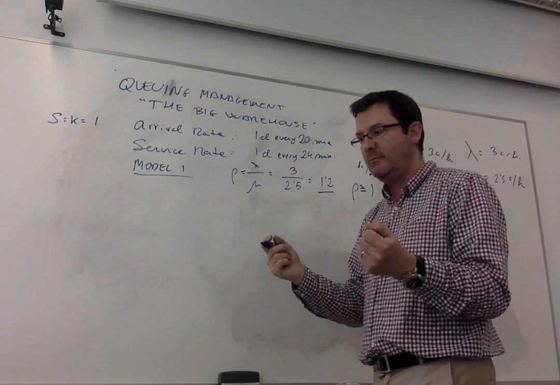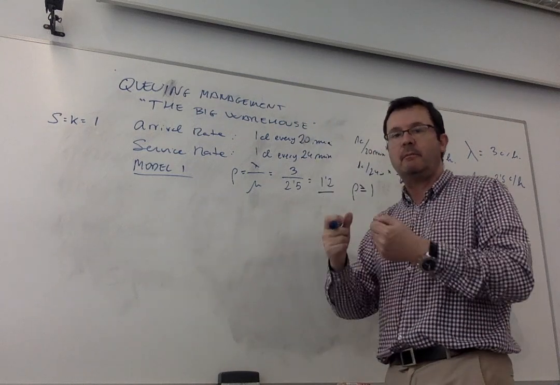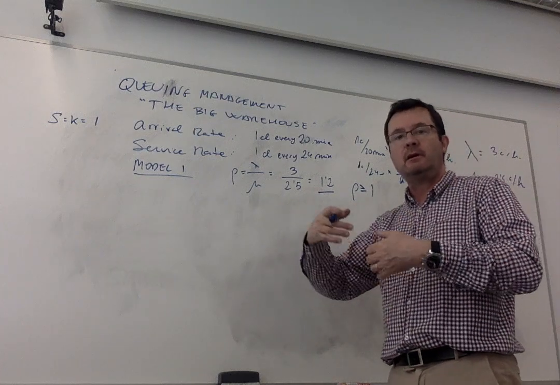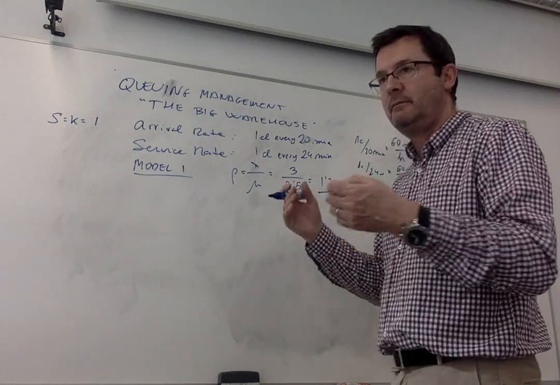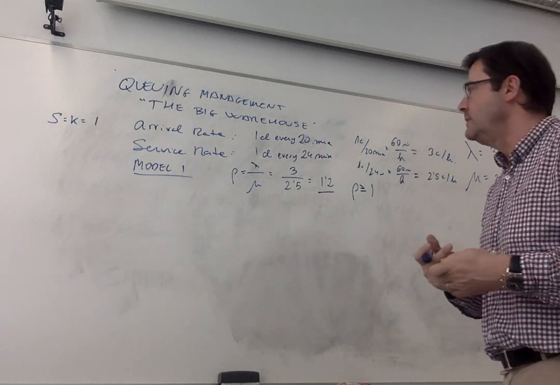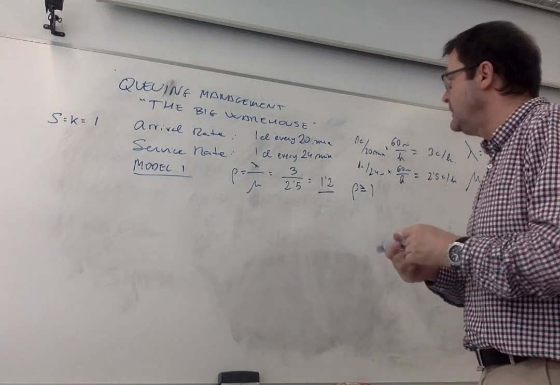We open in the morning, we don't have a queue, maybe after some minutes we have a little queue, and this queue is getting longer and longer and longer as time goes by, and customers complain, and customers go somewhere else, so we lose sales. So we should make a decision, okay?